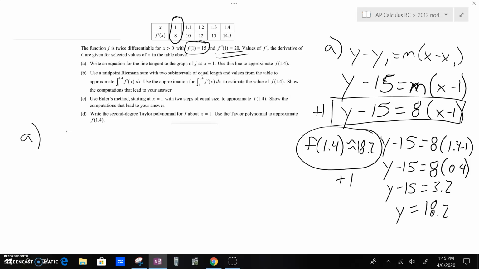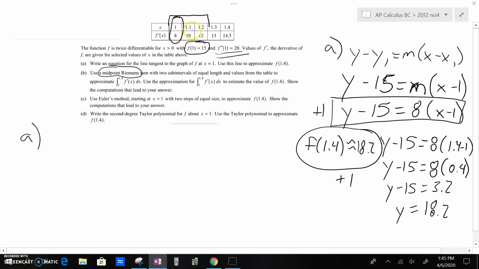So what we need to do is look at this data up here and split it into 2 chunks. Well, the first chunk would go from 1 to 1.2, and if we're using a midpoint approximation, is that correct? So we're using a midpoint Riemann sum, that's right here. That means we're going to use the thing that's in the middle of each interval.